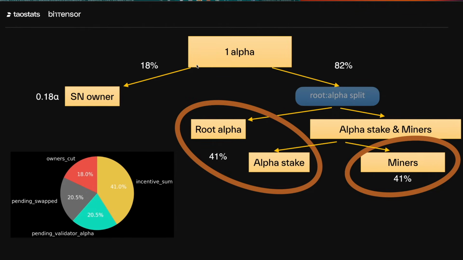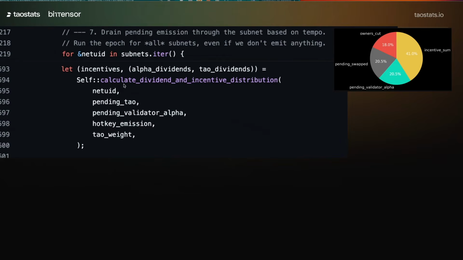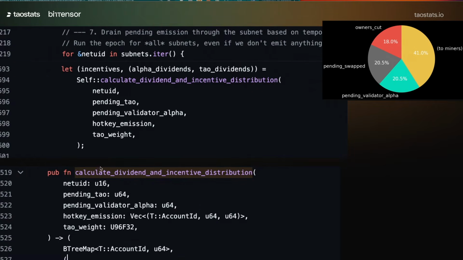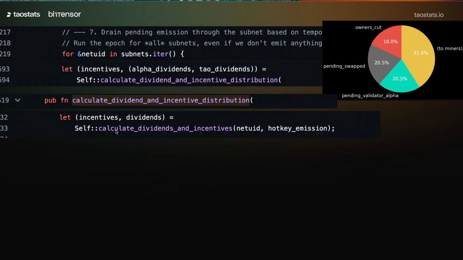Okay, so now we're on our journey to distribute all of the alpha. We've now taken that alpha stake and found the alpha to the stakeholders and then to the miners, and this adds up to 41%. So the main divisions have been made between root validators, alpha validators, and miners. So now we have to calculate how we're going to distribute the dividends and the incentive. That calls this calculate dividend and incentive function, and that calls the calculate dividends and incentives. So first we need to figure out what they are before we can distribute them.